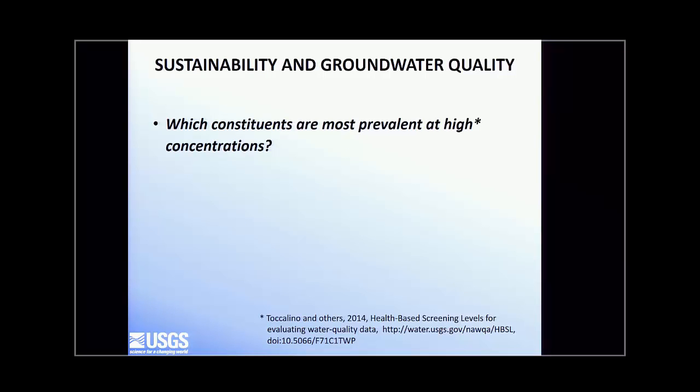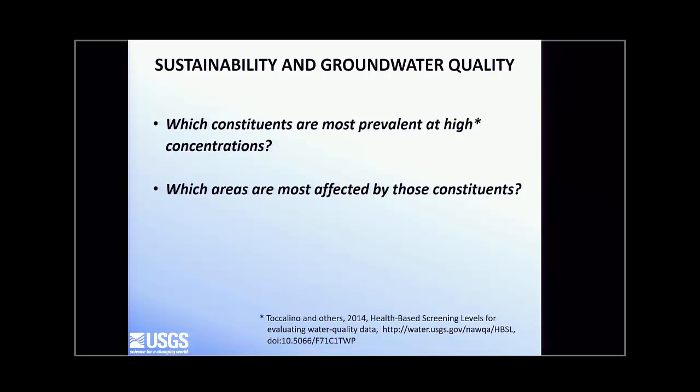There are a number of questions, then, that one can address with respect to water quality. Which constituents are most prevalent at high concentrations? And I want to emphasize that word most, because you can get a long list of things, but they're not all equal. When we talk about high concentrations, we'll compare them to health-based screening levels, and Patty Toccalino and others at the USGS maintain a website where there are regulatory and non-regulatory health-based thresholds. You can define a high concentration as above a health-based threshold, or at half of a threshold, or a tenth. It really doesn't matter. It's a metric.